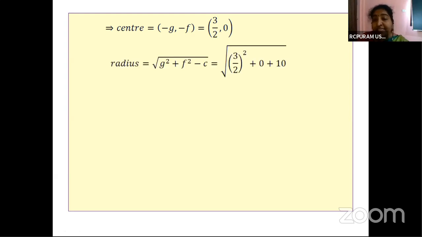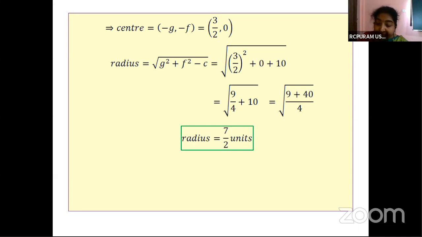And then radius will be calculated with the formula root of g square plus f square minus c. So you will have it as root of (3 by 2) whole square plus 0 plus 10. c is minus 10, so minus of minus, which is plus 10. Then you will get 9 by 4 plus 10, which is nothing but, when you take LCM, (9 plus 40) by 4 under the root. So 49 by 4 under root is nothing but 7 by 2. So radius is nothing but 7 by 2 units.